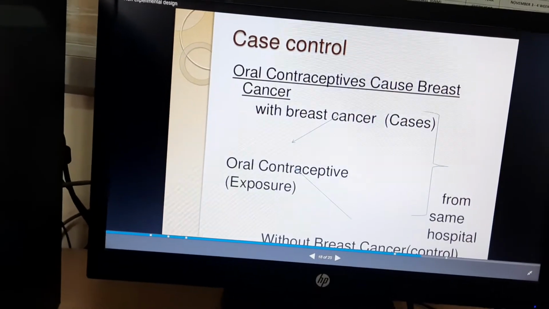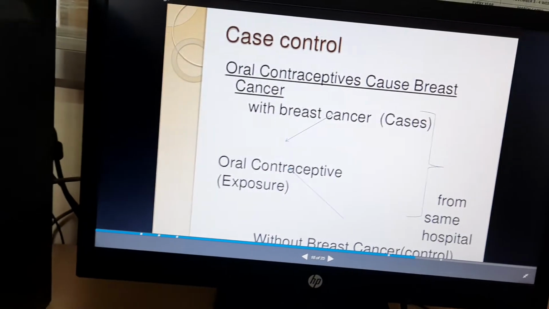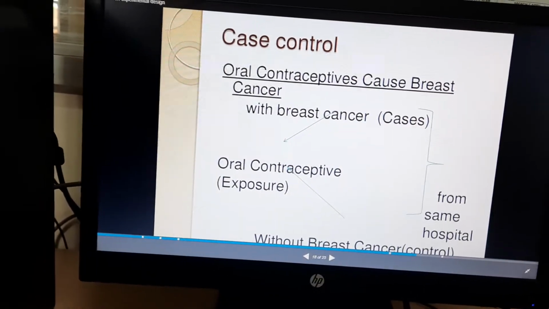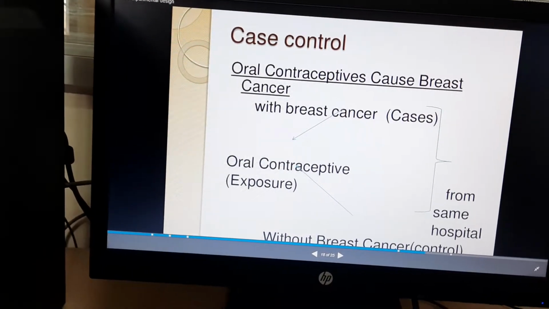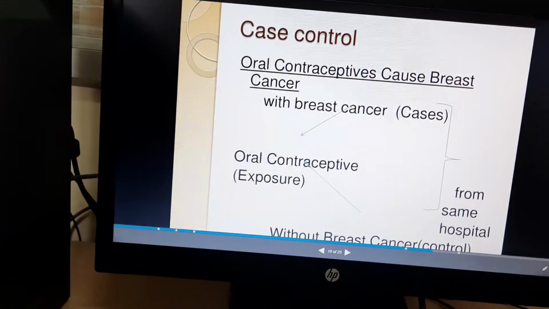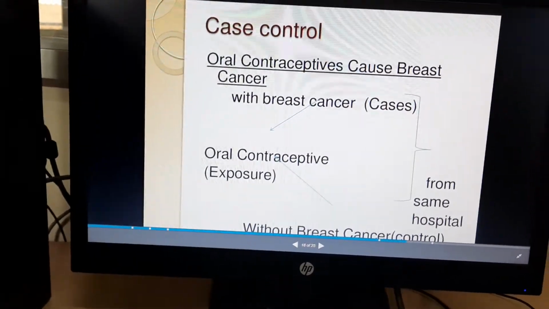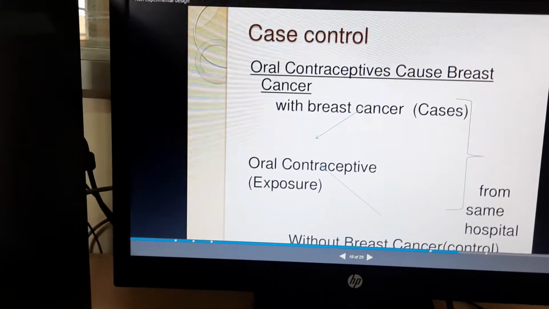Okay, case control design. For case control, the example is oral contraceptives cause breast cancer. Oral contraceptives cause breast cancer. Okay, so oral contraceptive.